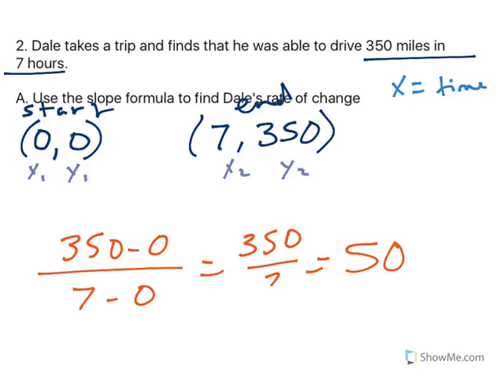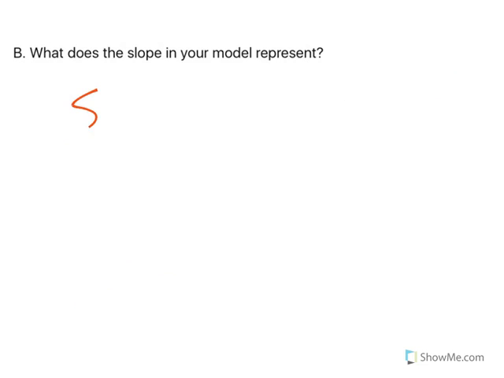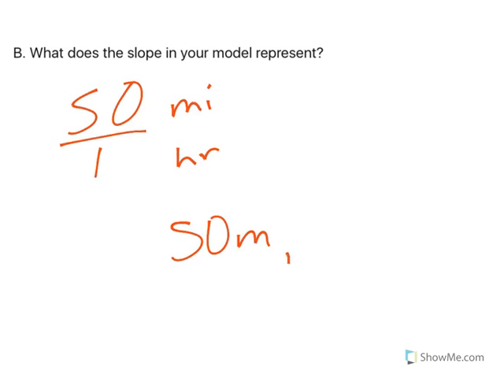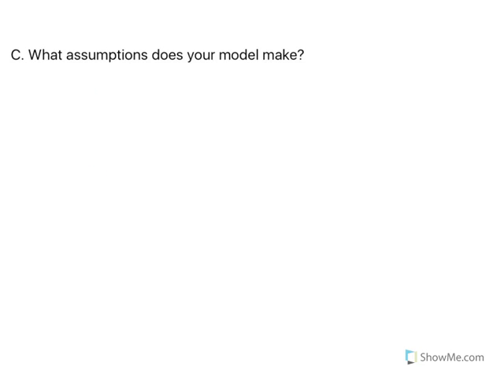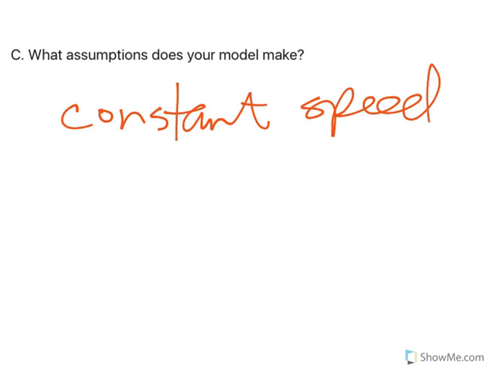And what does this mean? What does that slope mean? Well, my slope is 50. 50 over 1. That means I go 50 miles in 1 hour. So that is 50 mph. That's what the slope represents. What assumption does that make? Well, it assumes that you are going at constant speed.